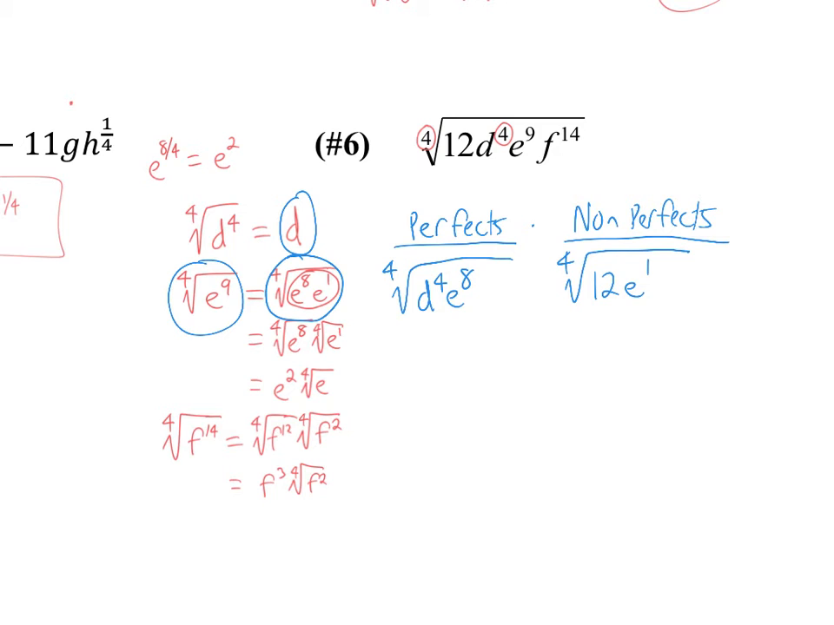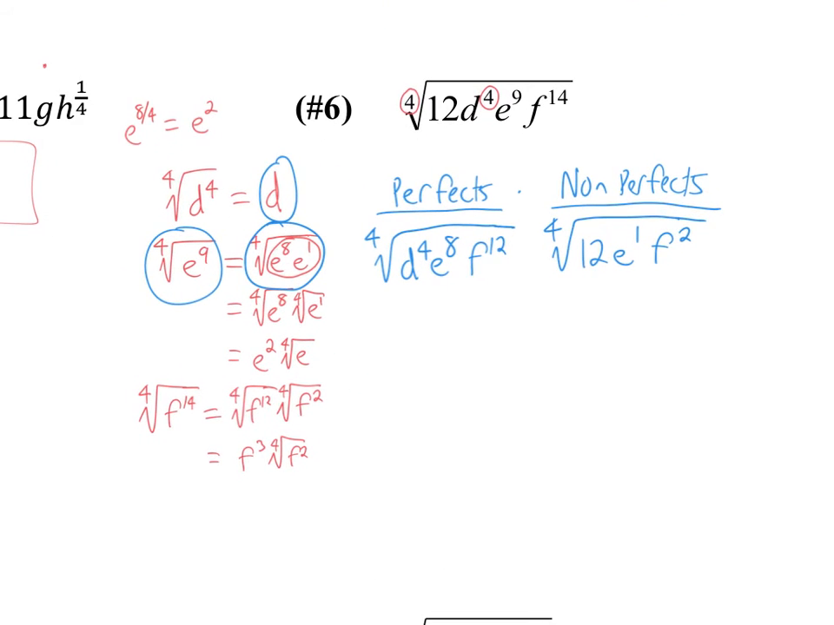And then we had f, the fourth root of f to the 14th. Well, we said that f to the 12th divides into the fourth root really nicely. And then we had 2 f's left over. Those are going to go over here. Okay? So now we simplify this.